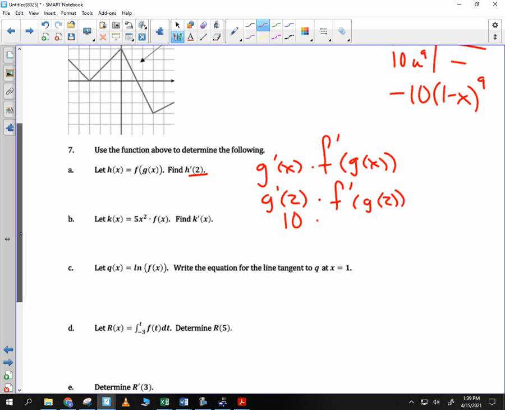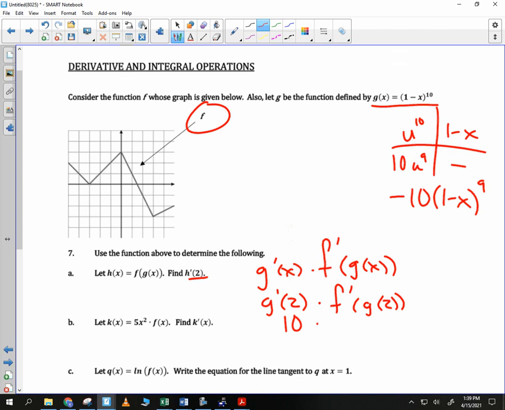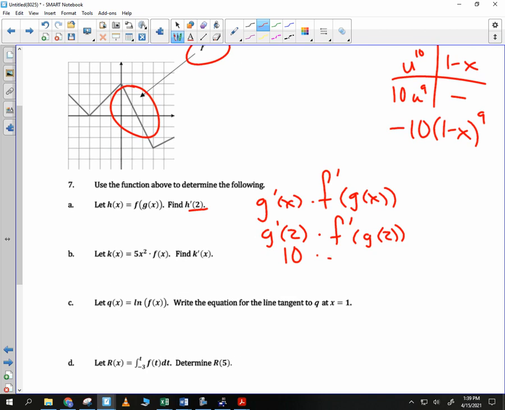Times, now I need g of 2. Where do I plug 2 in? The top one. What's 1 minus 2? Negative 1 to the 10th? 1. Now I have to do f prime of 1. When I look at the graph, what is the derivative at 1? Negative 2. The slope is negative 2. Very good. So times negative 2, so we get negative 20.